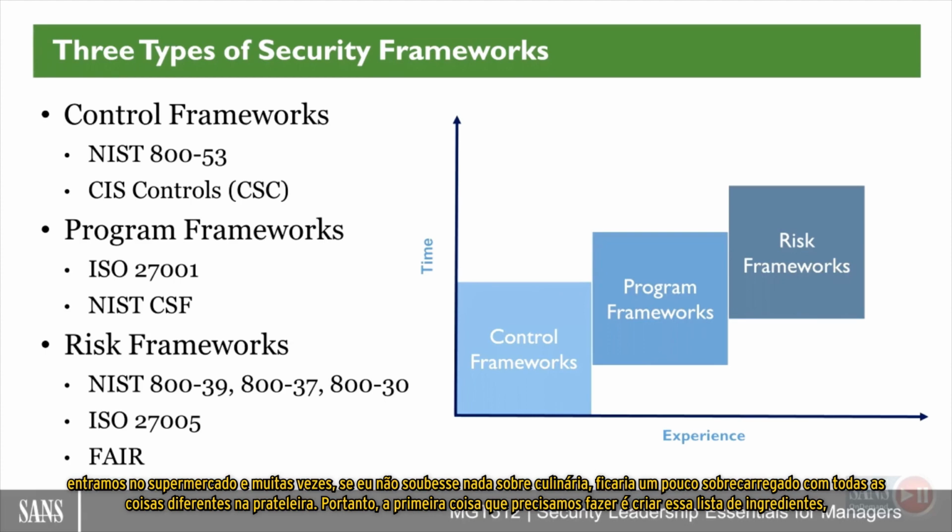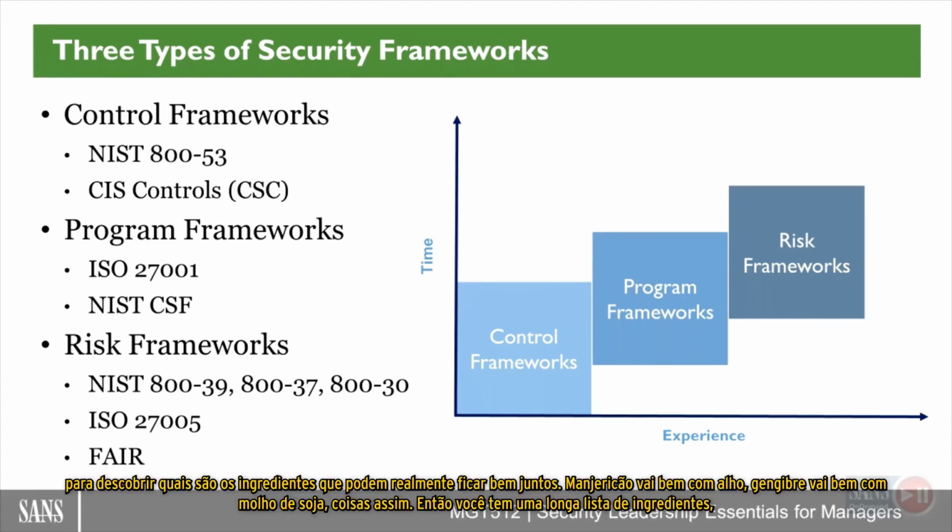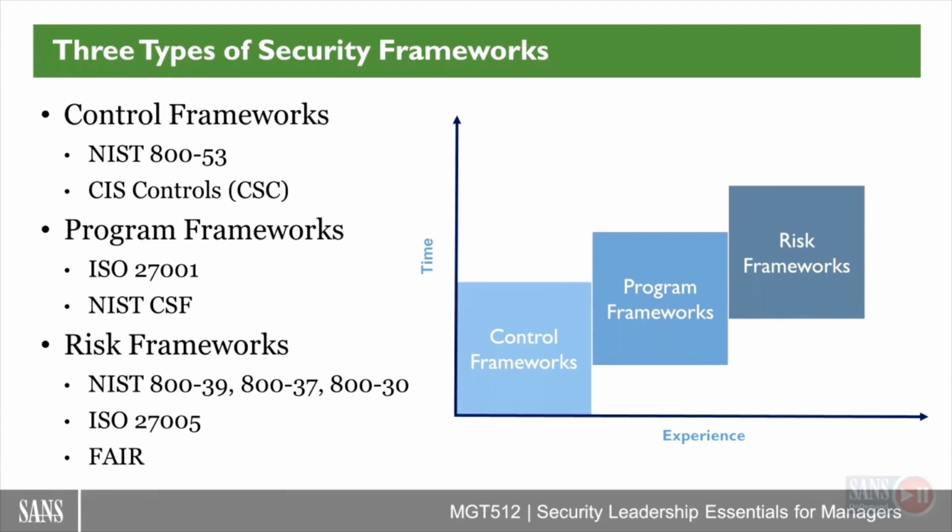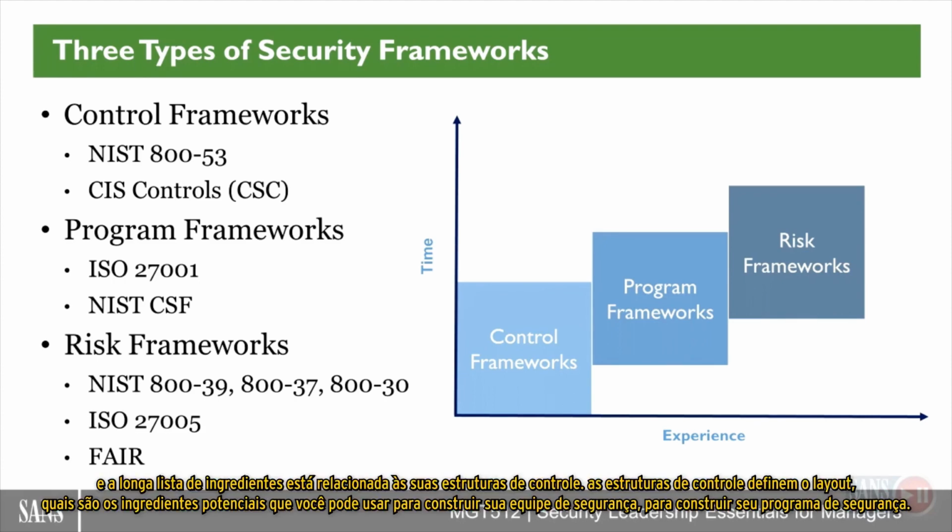So the first thing we need to do is come up with a list of ingredients, to figure out what ingredients might go well together. Hey, does basil go well with garlic? Does ginger go well with soy sauce? Things like that. So you've got your whole long list of ingredients, and that long list is akin to your control frameworks. The control frameworks lay out what the potential ingredients are that you could use to build your security team, to build your security program.